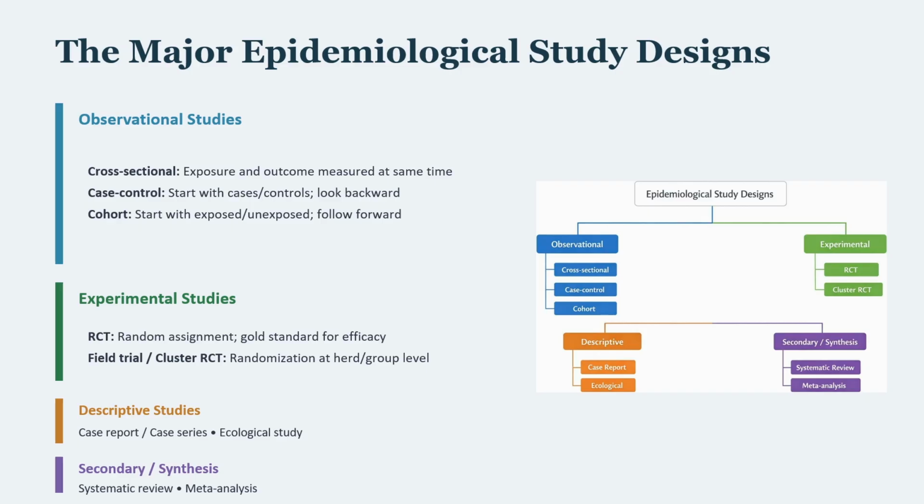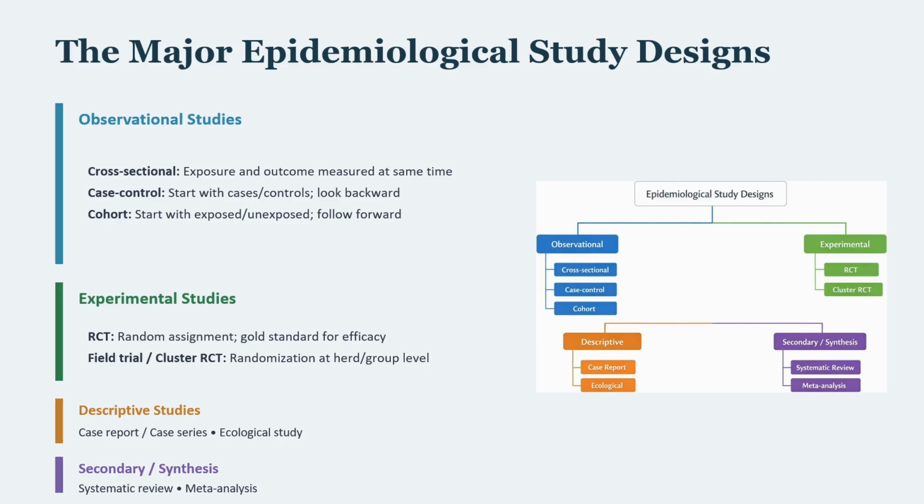Experimental studies are those where the researcher assigns the exposure or treatment. The randomized controlled trial is the gold standard for establishing efficacy of an intervention. Randomization controls confounding by distributing known and unknown confounders equally between groups. Cluster or field trials randomize groups, herds, pens, flocks, rather than individuals, which is often more practical in veterinary and agricultural settings.